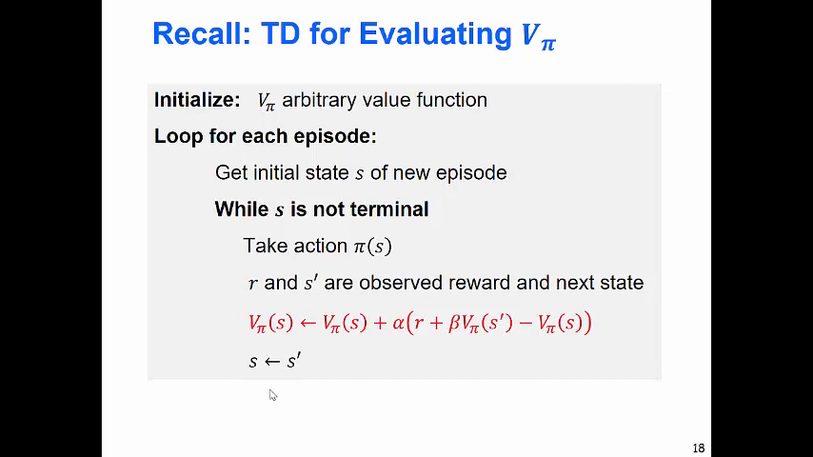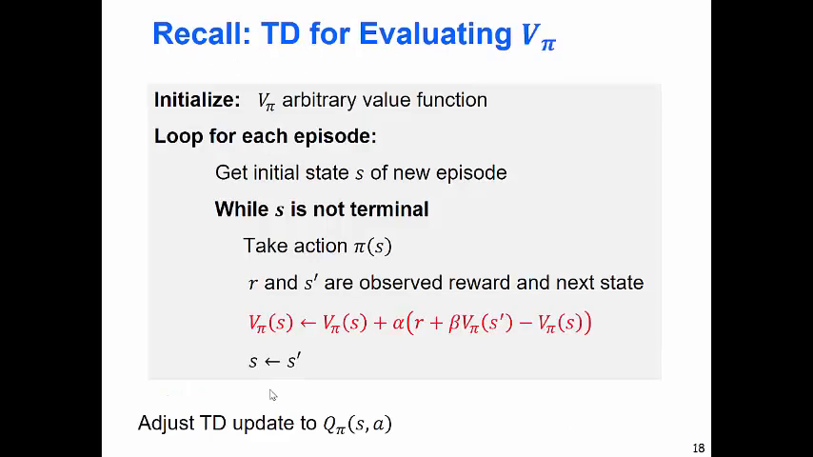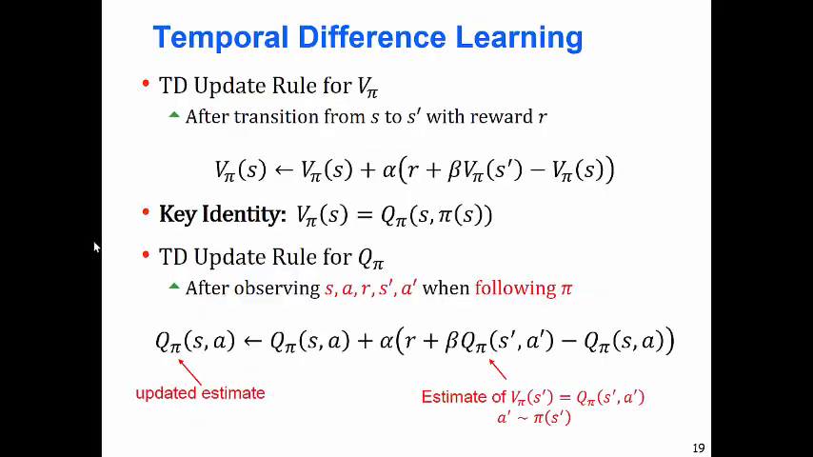We can do a similar thing for TD. This is showing you the TD equations for the value function, which we've already gone over today. We can adjust these to update based on the Q function. So let's look at that. So here's the TD rule. Let's see how we update it. So this is the TD rule on the previous slide that was in the code.